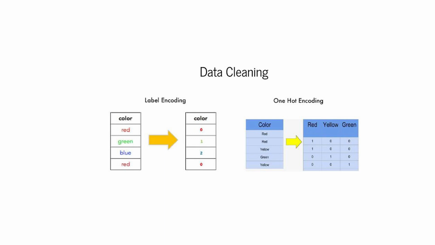So in label encoding, for each unique value of our feature, we give it a unique number. So for example, red became 0, green became 1, blue became 2, and so on.